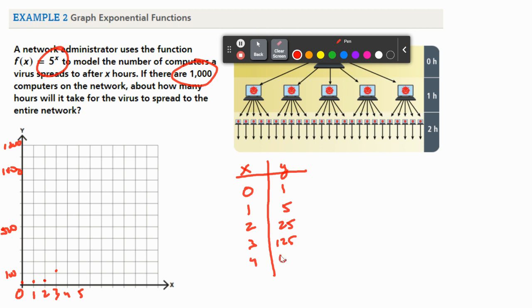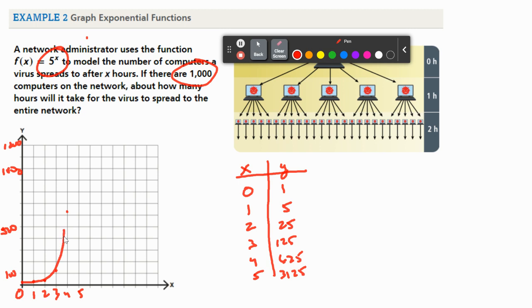And then 4, 625. Again, I'm just remembering this table from Desmos. So for 4, here's 500, then 600 a little bit. And then remember, 5 was where it jumped to 3125. So that's way up here. So if I go ahead and connect those, right?